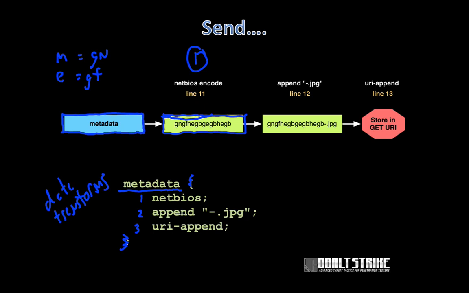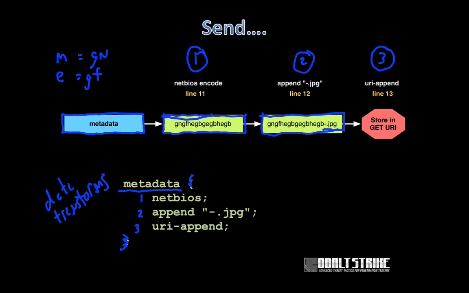The next step is step 2, because these are executed in order. Step 2 is to append dash.jpg to our NetBIOS encoded metadata. When we apply that step, we end up with this value. The final step is URI append, and in the data transform language that is called a termination statement. What it does is describe where to store the metadata in our HTTP transaction.